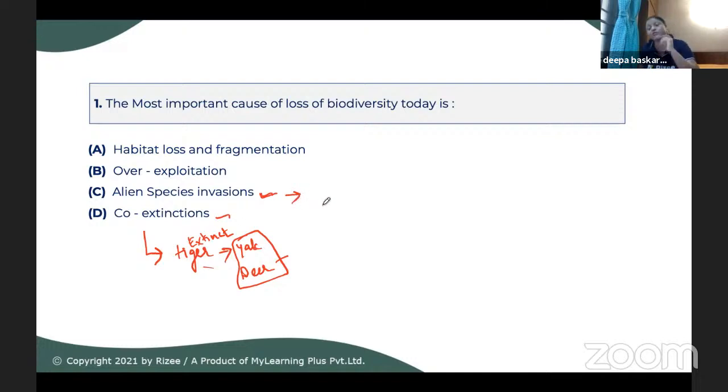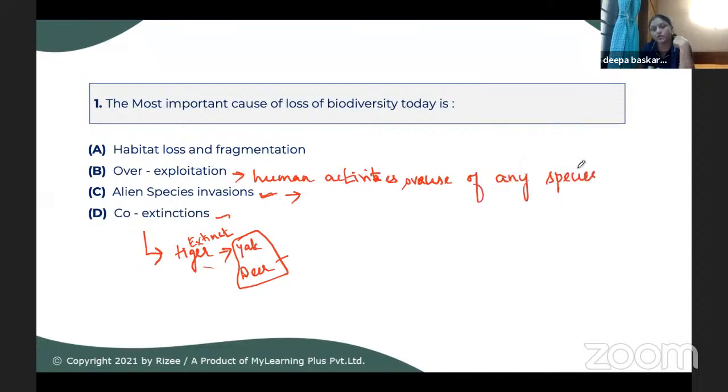Clear? And alien species invasion, I already explained. Parthenium species invasion in Australia removed so many species. So for the removal of Parthenium, again, the government used so many insects for destroying Parthenium. And over-exploitation means human use, human activities, and again, overuse of any species.